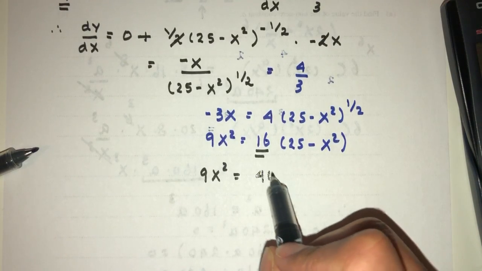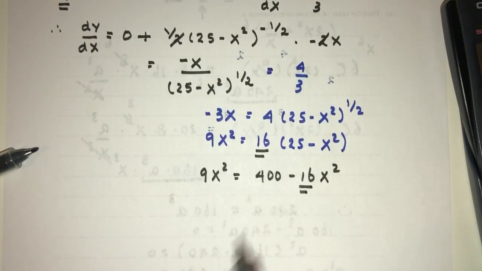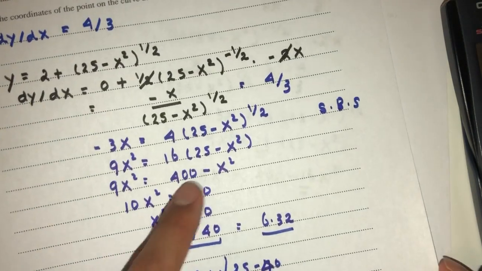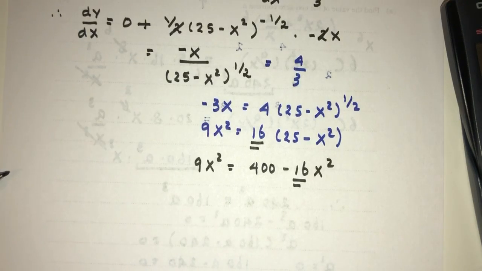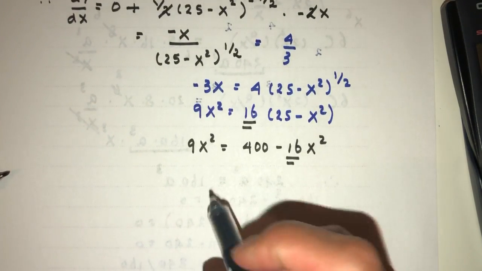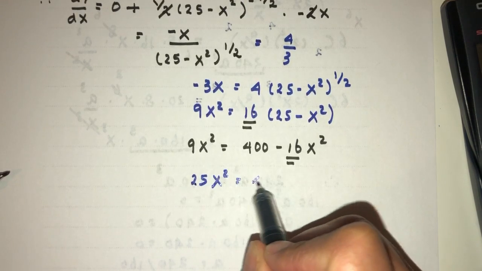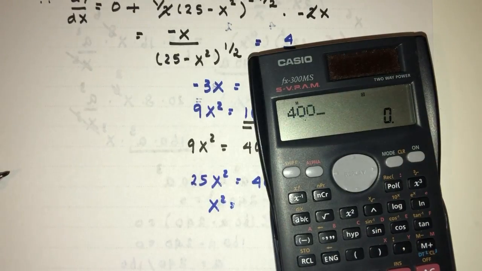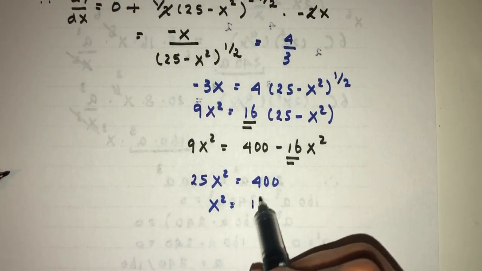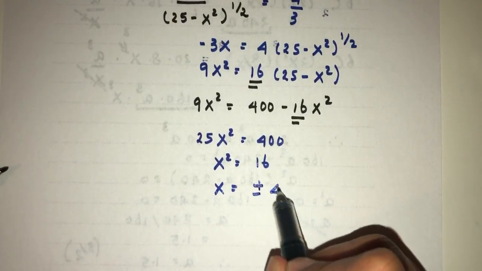That will be 400 minus 16x squared. So I missed that one from the first part. As you can see here, I missed the 16. So always be careful. It is really easy to make mistakes in math. Send this over here, you will have 25x squared equal to 400. x squared will be what? 400 divided by 25, that will be 16. So x will be plus minus 4.